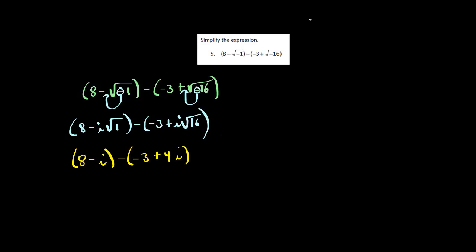So this problem becomes just like number 1 in the beginning. So let's distribute this negative in. So 8 minus i plus 3 minus 4i. 8 plus 3 is 11. Negative i minus 4i is negative 5i. And there's your answer.